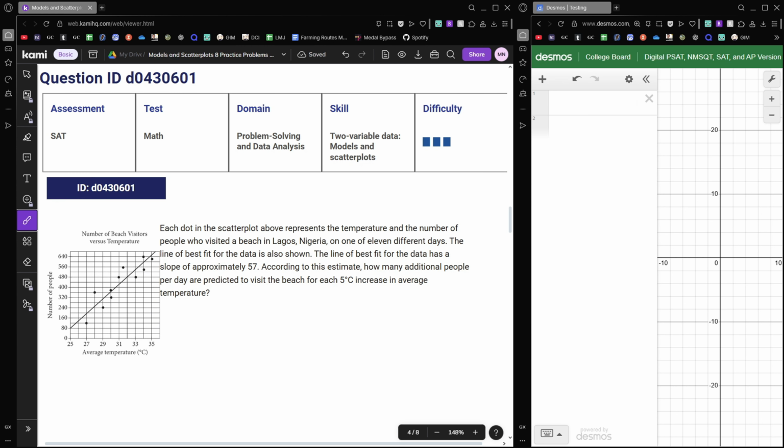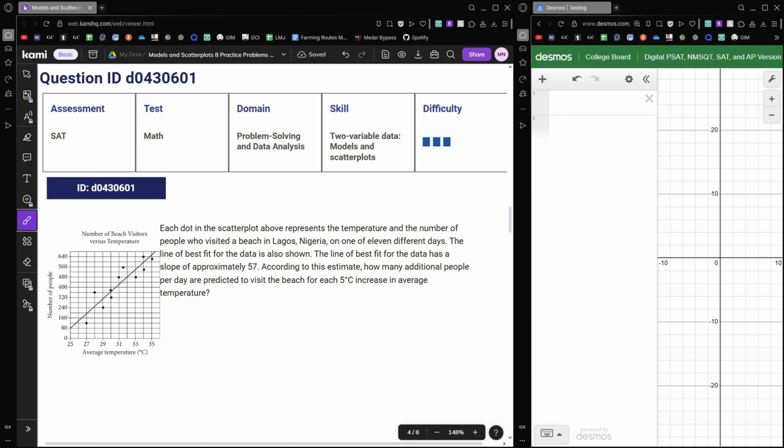Question number 4. Each dot in the scatter plot above represents the temperature and the number of people who visited a beach in Lagos, Nigeria on one of 11 different days. The line of best fit for the data is also shown. The line of best fit for the data has a slope of approximately 57. According to this estimate, how many additional people per day are predicted to visit the beach for each 5 degrees Celsius increase in average temperature?